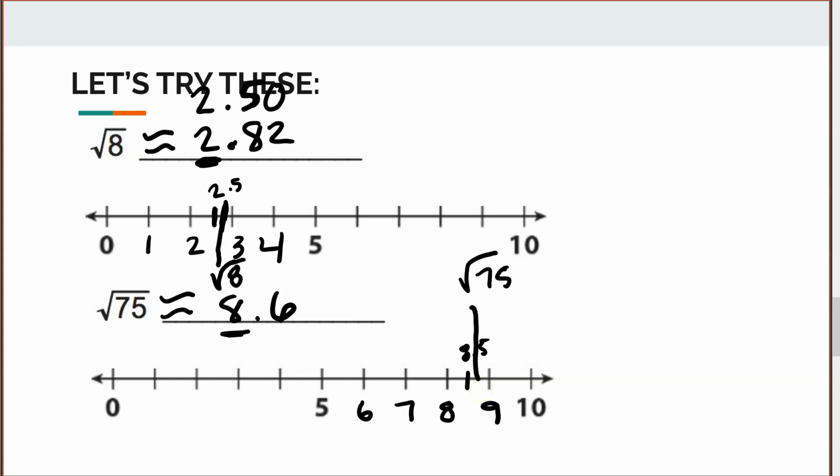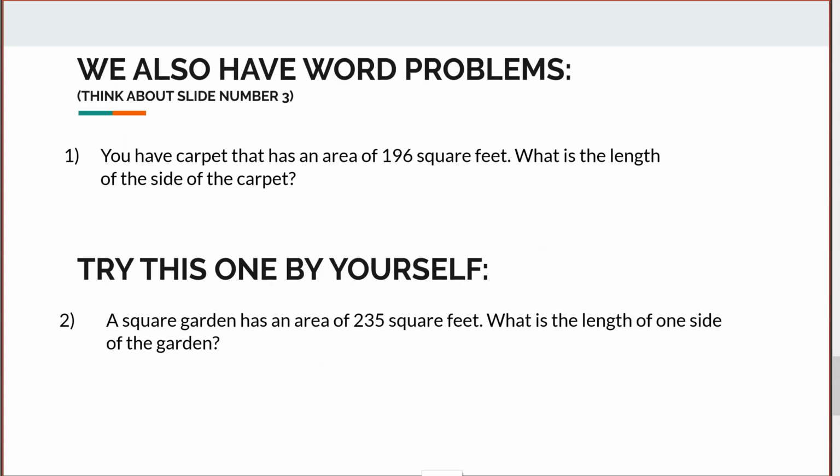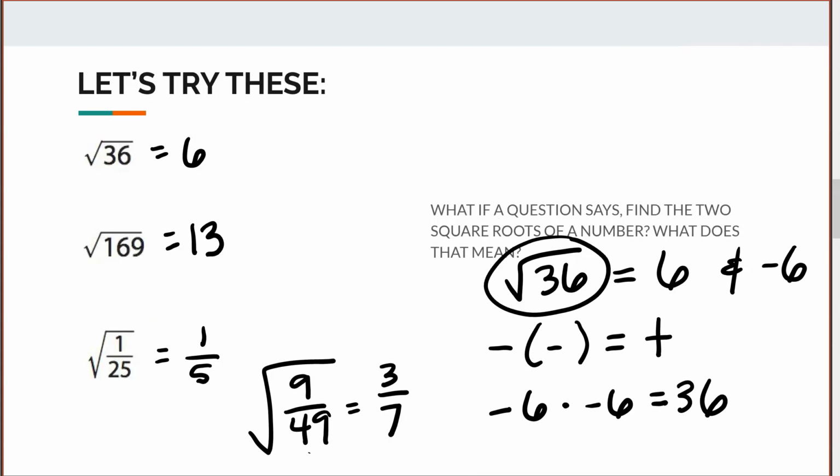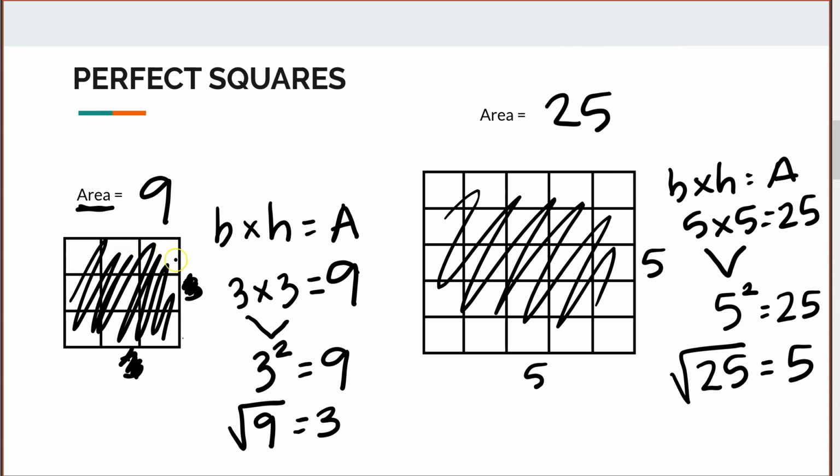Alright, let's go ahead and move on. Now, of course, it's math. So math, we also have word problems. So this is some of the ways that you will see word problems with square roots. So let's go ahead and take a look. Now it does say think about slide number 3. So we go back to slide number 3. It talks about a square. It talks about the area, and it talks about the side. All right, so keep that in mind.